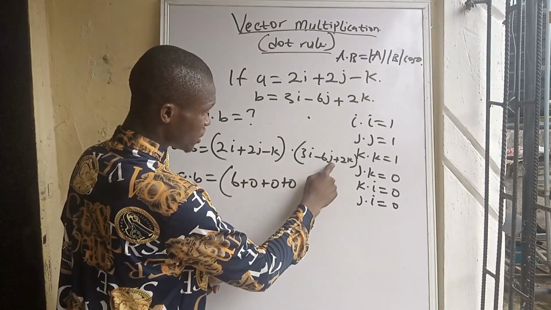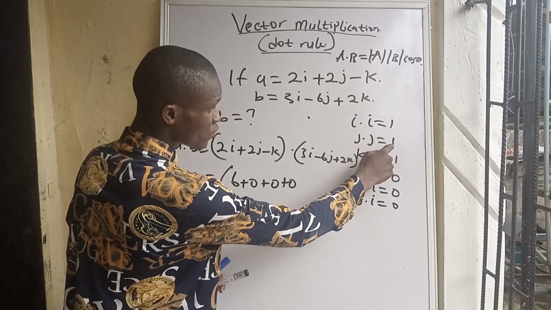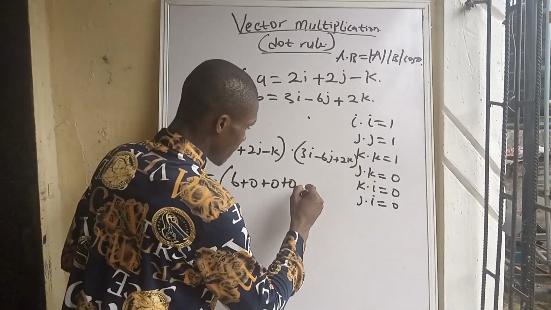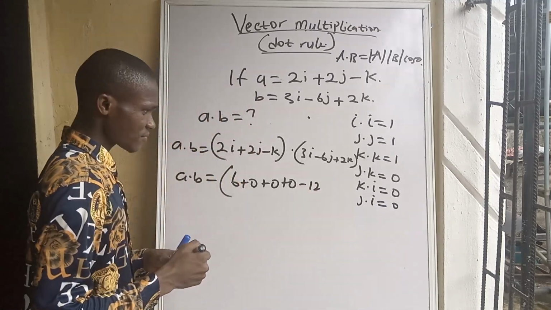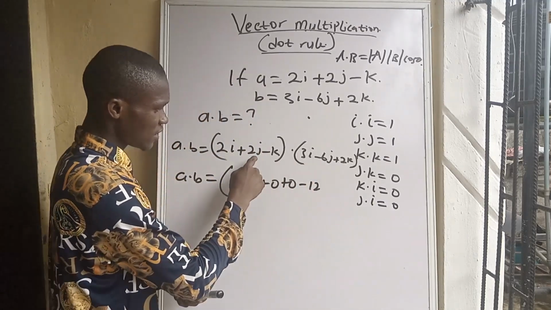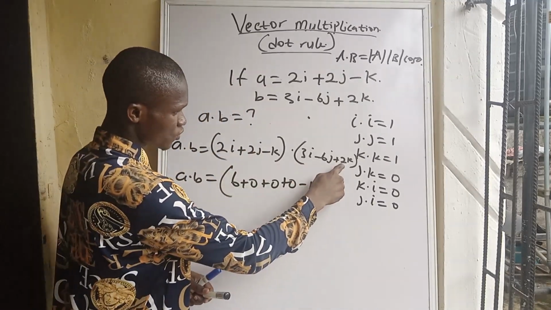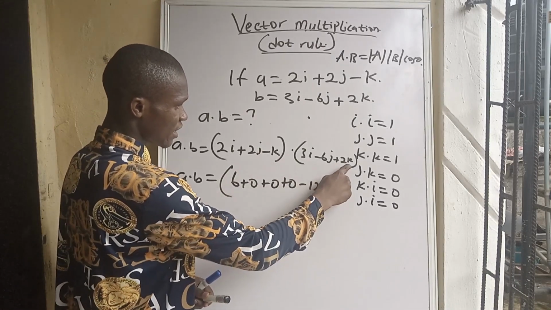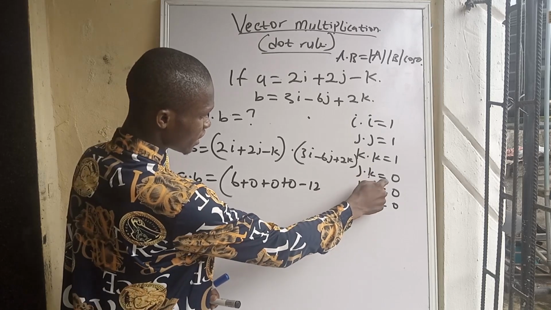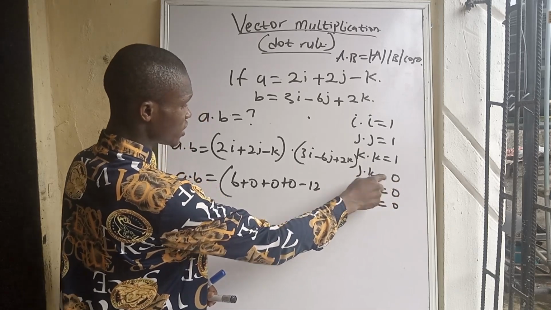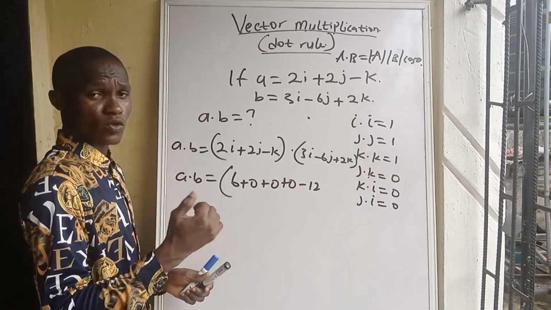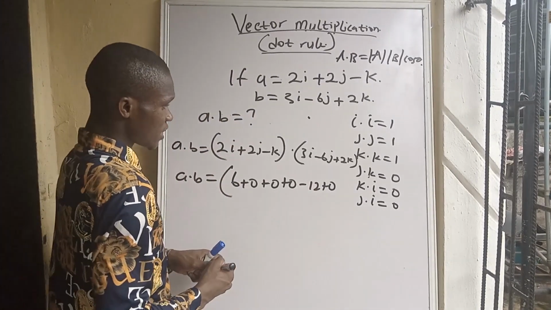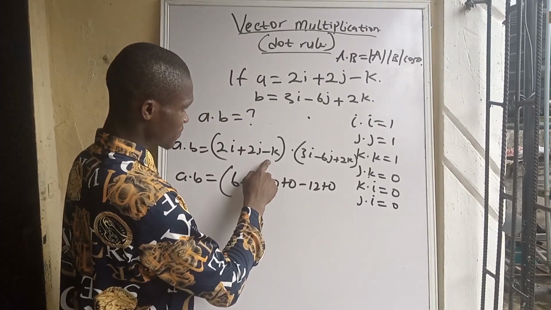And j dot j is going to give us what? j dot j is going to give us 1. Minus 1 times minus 12 is going to give us minus 12. So coming to k now. 2 times 2 is going to give us 4. And j dot k is going to give us what? j dot k equals 0. And 0 times 4 is going to give us 0. Plus 0.